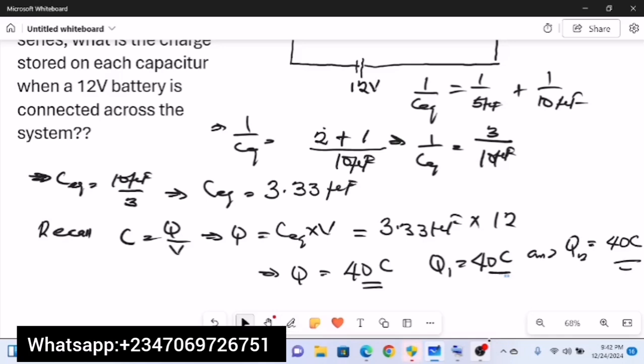So the two charges are what? The same. Now the next two questions will be considering parallel cases. So let's get to the parallel calculation.